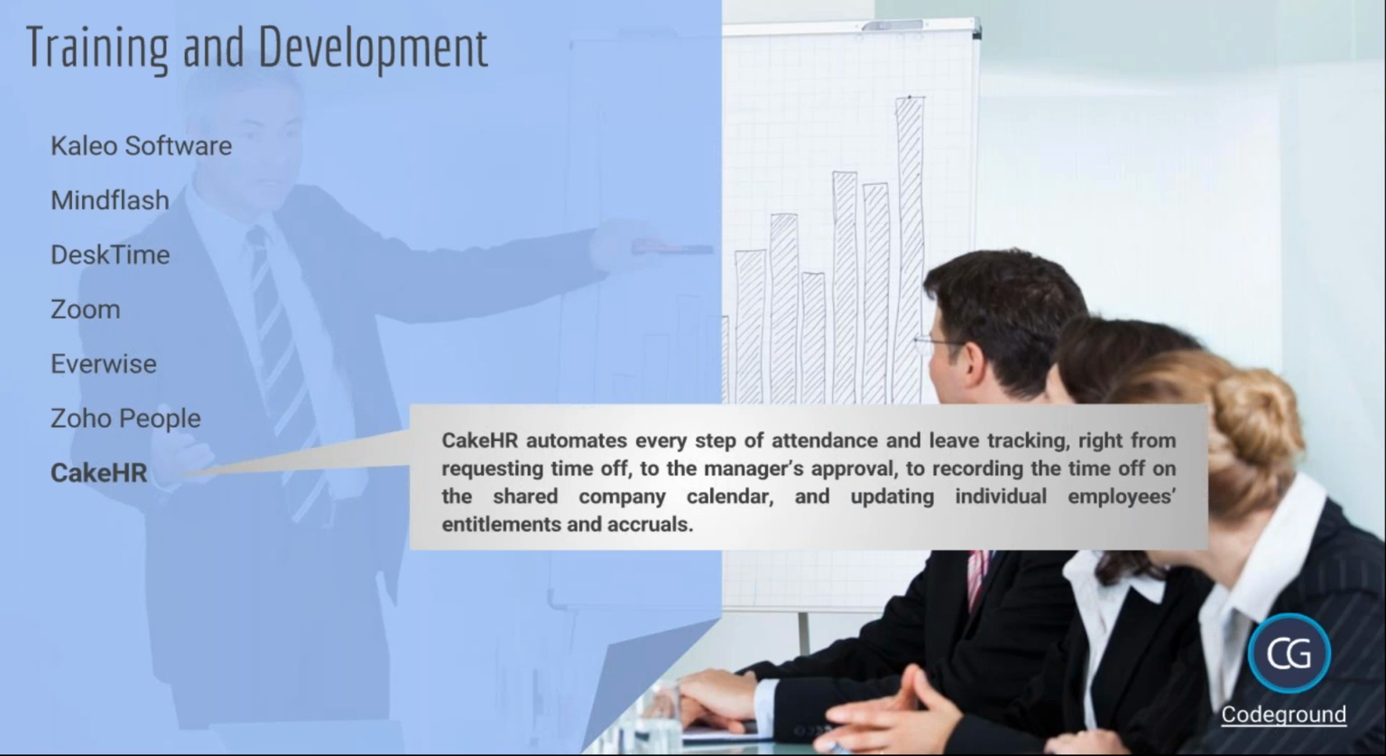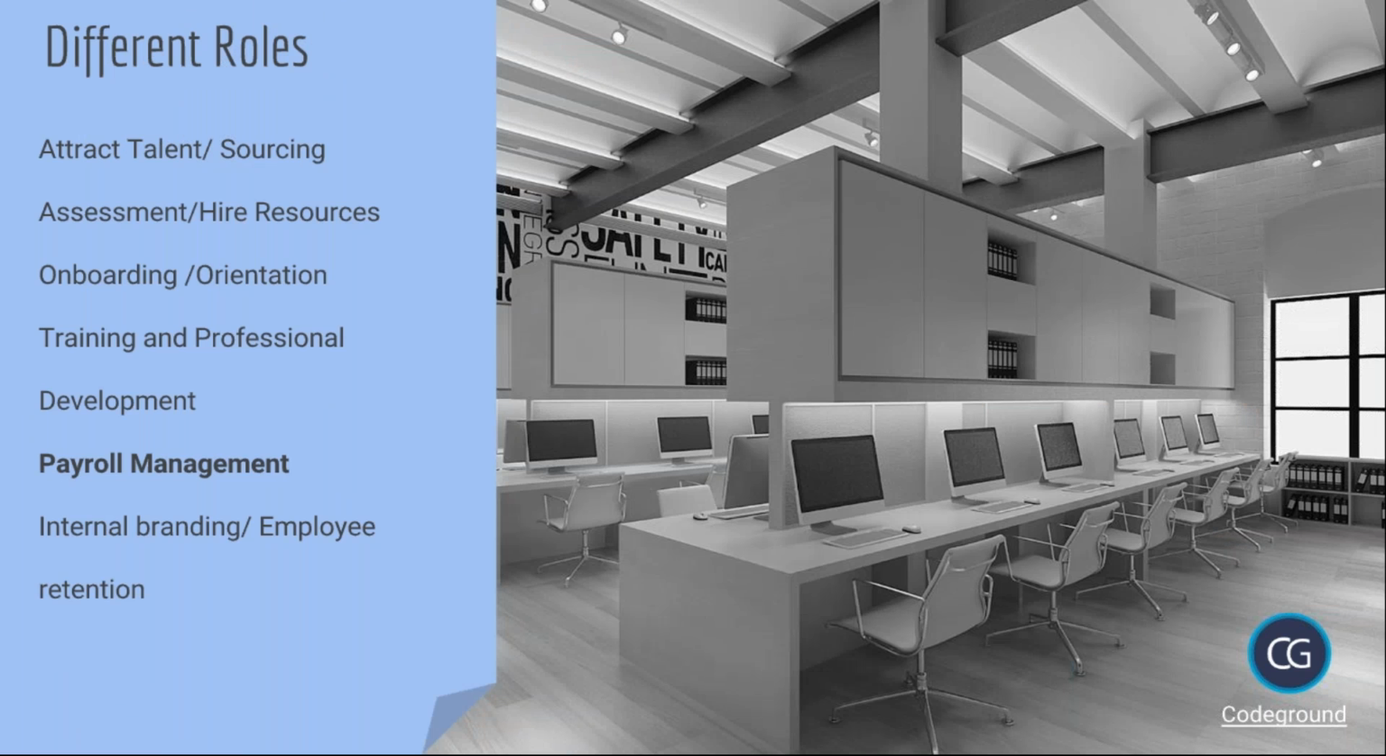Then you have Cake HR. So Cake HR automates every step of attendance and leave tracking, right from requesting time off to the manager's approval, to recording the time off on the shared company calendar and updating individual employees' entitlements and accruals.